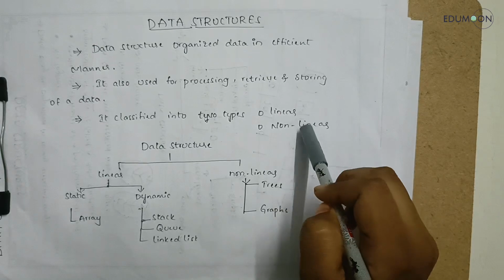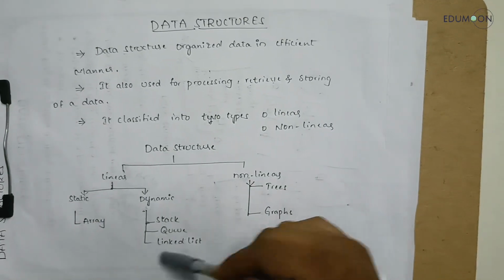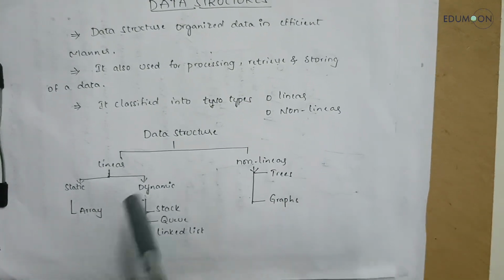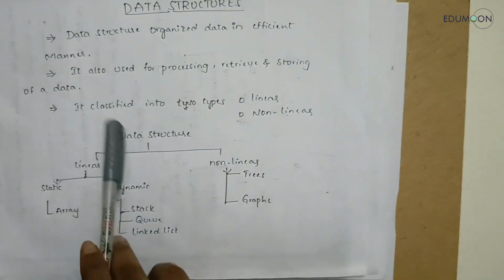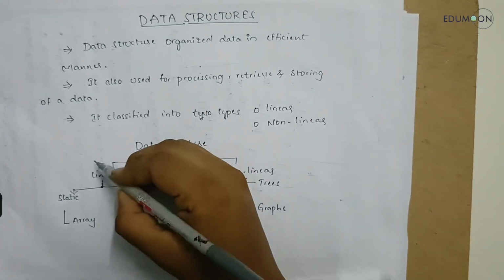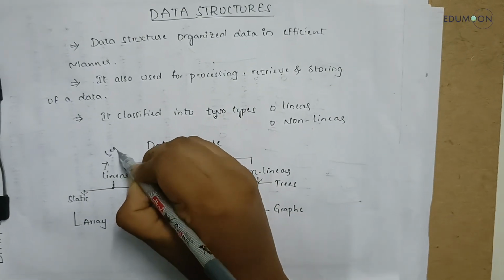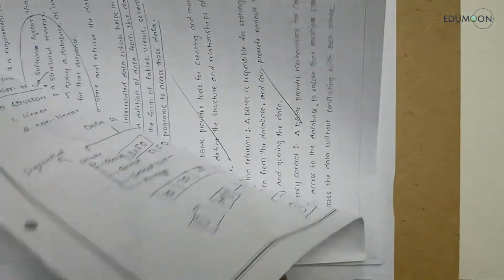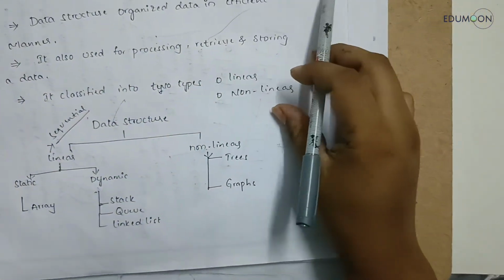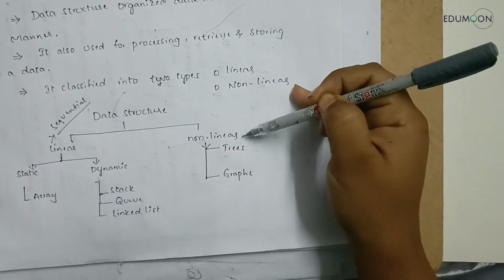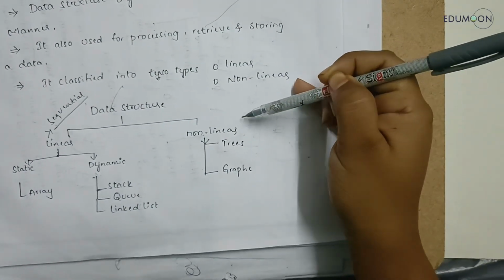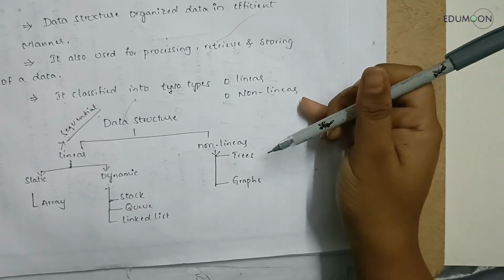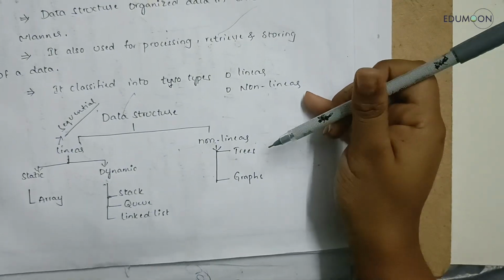One is linear and another one is non-linear. This is the classification of the data structures. First, let's see the linear. Linear means the data is stored in sequential memory locations. And the second one is non-linear, where the data is not stored in sequential order.